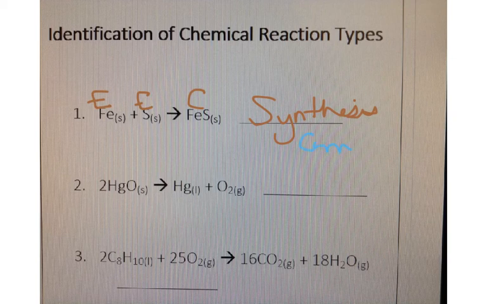Sometimes, just to let you know, they also call this a combination. Let's do this in black or blue. A combination reaction, and it means the exact same thing. Typically it is synthesis, but sometimes you'll see a combination. Both mean the exact same thing.